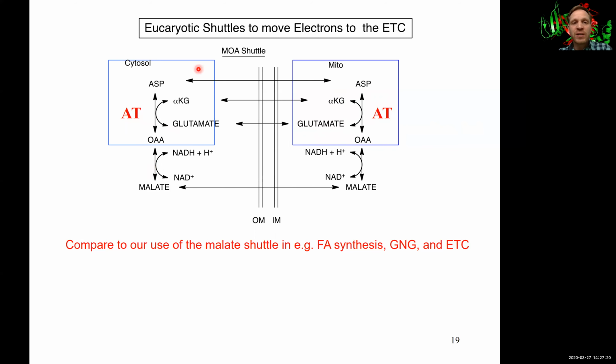You're converting OAA, the keto acid, into its corresponding amino acid, aspartate. You're using glutamate as the ammonium donor. And that's a really good reaction because it's simple and because it's fully reversible. It actually doesn't require any additional energy. It's ATP independent, for example. And now we have transporters for all these metabolites. There's transporters for aspartate, for alpha Kg and glutamate. So each of those can be transported efficiently between the membranes.